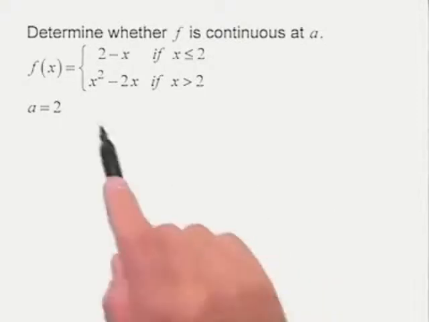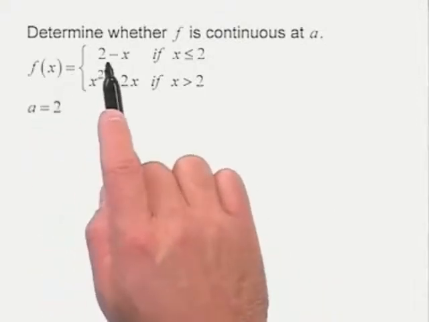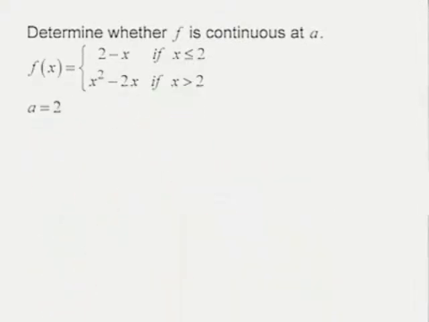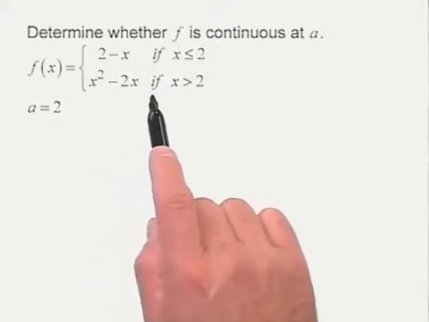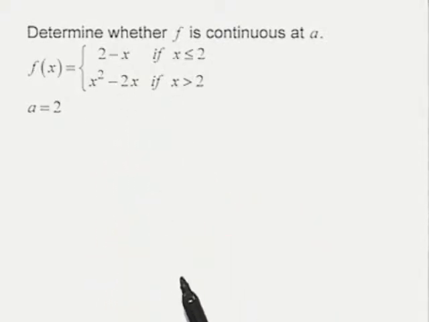Let's determine whether the following function is continuous at a point. Here we have the function f of x is equal to 2 minus x if x is less than or equal to 2, and x squared minus 2x if x is greater than 2.